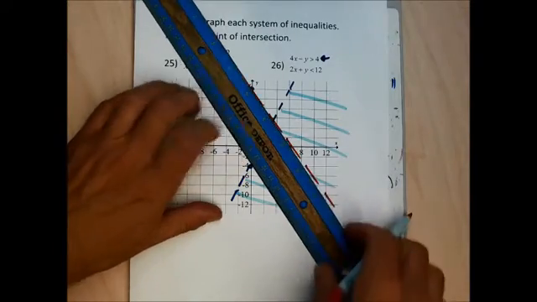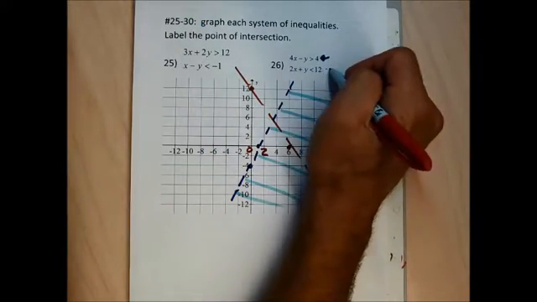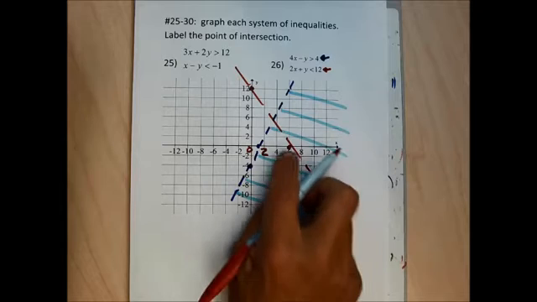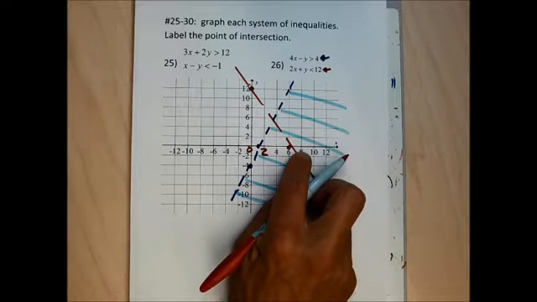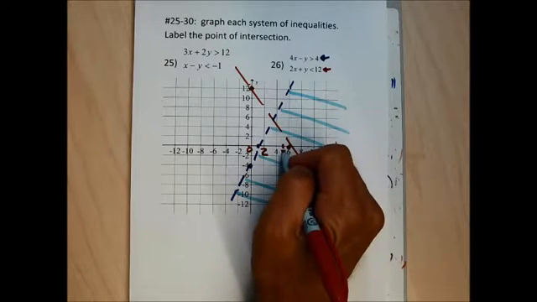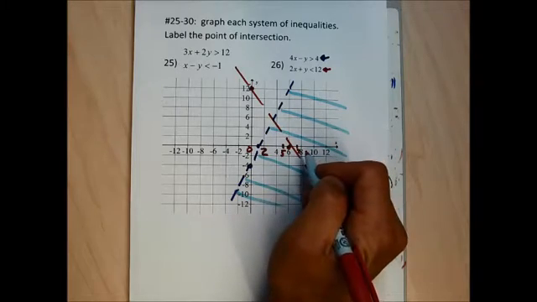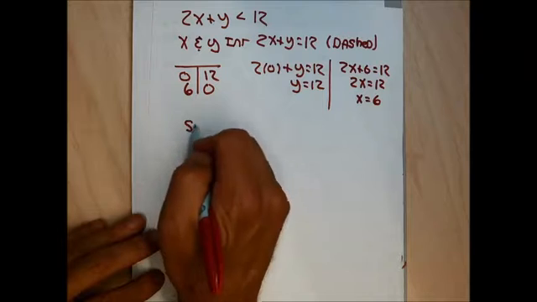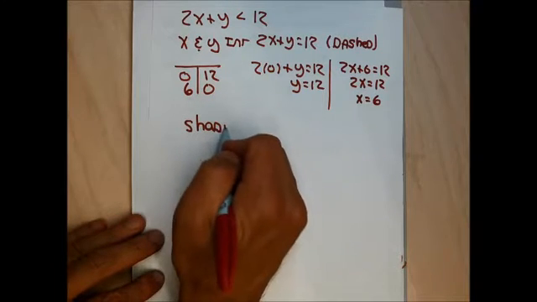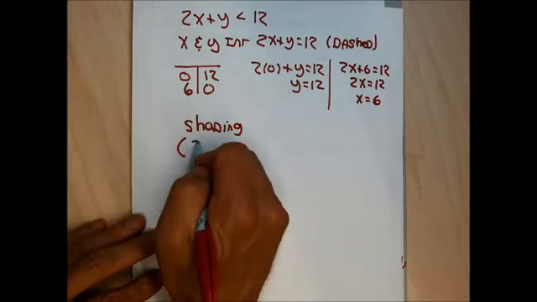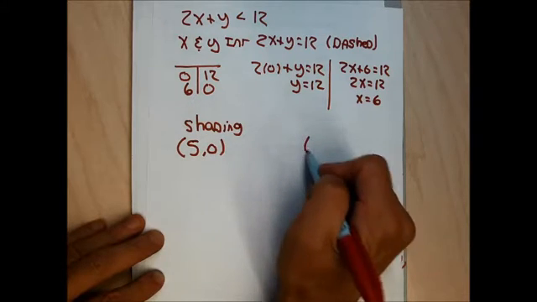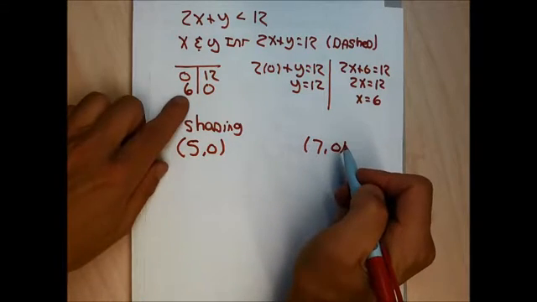I like color coding these so I can tell my graphs apart. So the bottom one was in red. For shading, I'm going to check 5, 0, and 7, 0. So 5 is to the left of 6, 7 is to the right of 6. Now I'm going to find out for my shading. I'm going to try 5, 0 and 7, 0 because they're on either side of 6, 0.